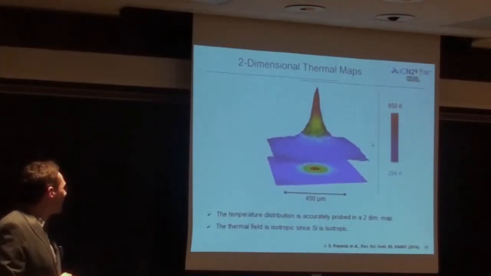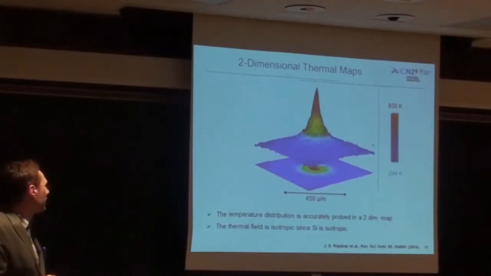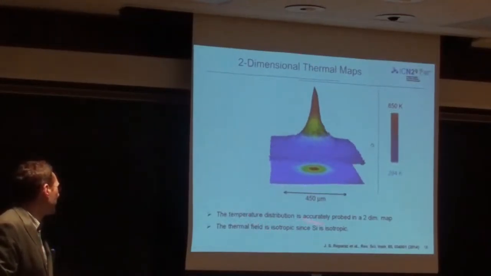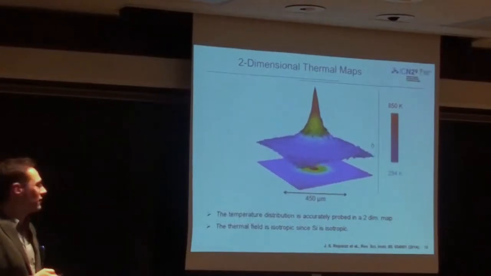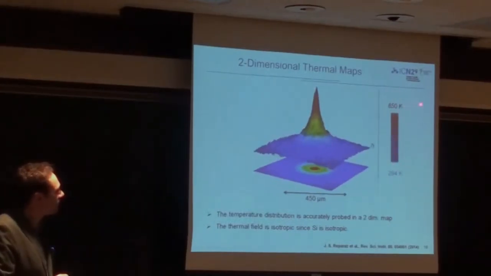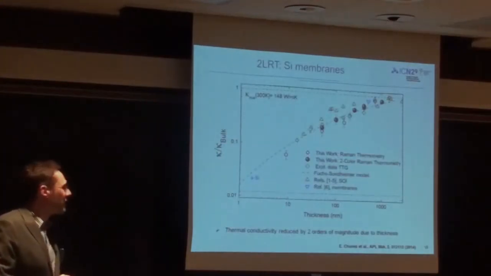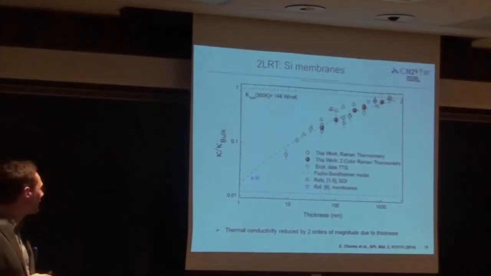So for the case of a silicon membrane, in this case 250 nanometers thick, you see that the temperature distribution is isotropic, and this is of course since silicon is also isotropic, and we see that the maximum temperature here was 850 Kelvin. So from this, you then derive the thermal conductivity.